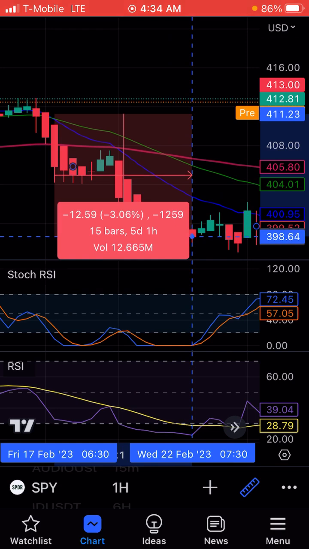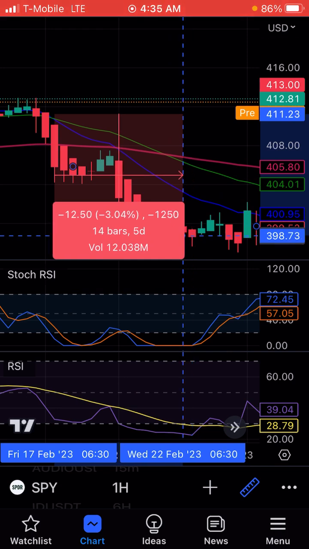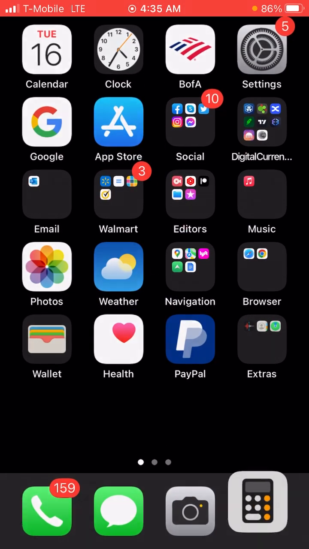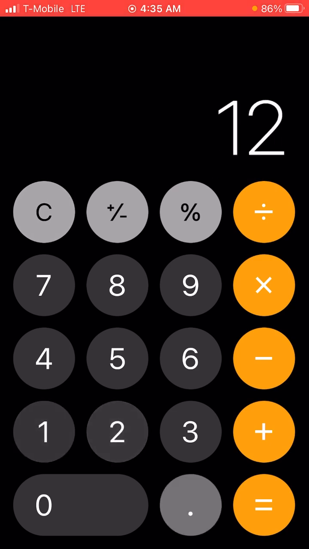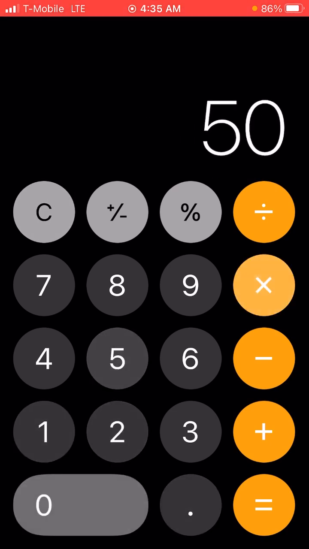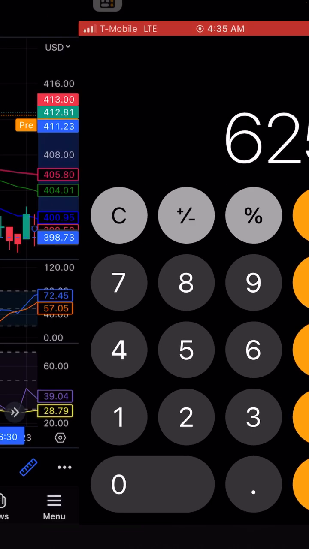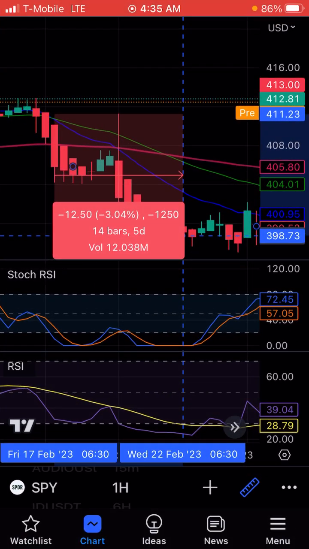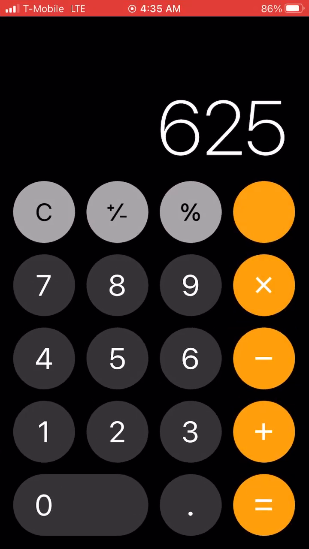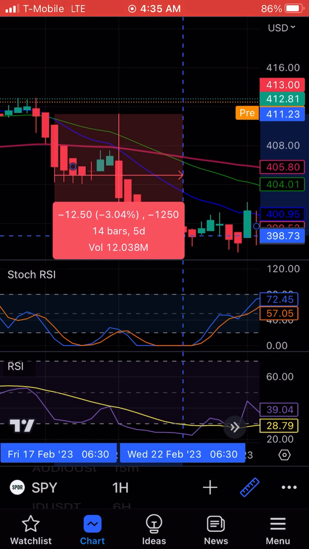This is a 5 day hold. So you made a $12.50 difference in price. So times $50, that's about $625 in 5 days. So 600 divided by 5, you made 120, averaging about $125 a day with this strategy.